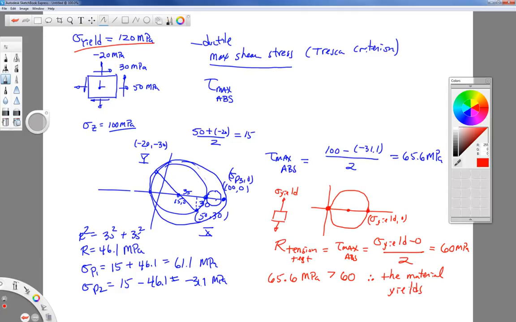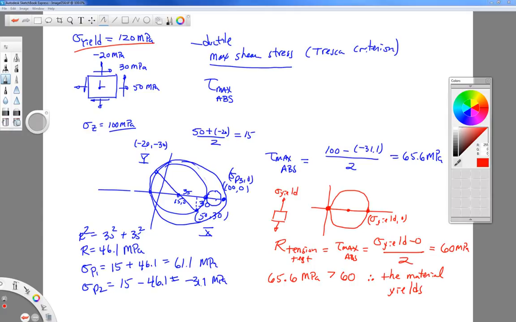All right, so that's an example of using the absolute maximum shearing stress theory for ductile materials. Now there's another theory that we learned in class for ductile materials called the maximum distortion energy theory, or the von Mises criterion. And that involves the application of a formula to come up with what's called an equivalent stress. It's called the von Mises stress. And you compare that to that critical stress in a tension test when the material yields.